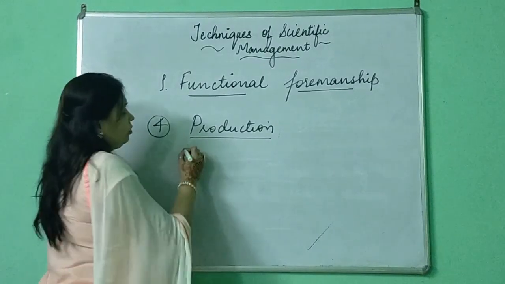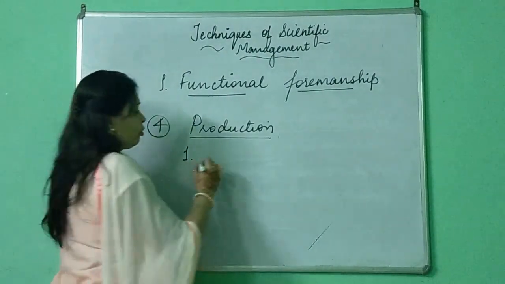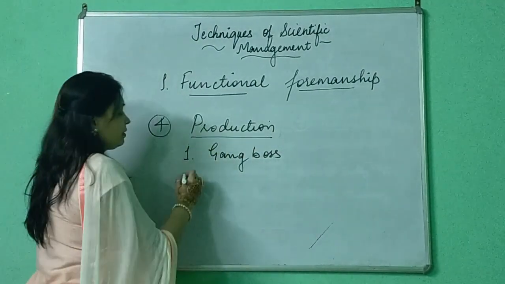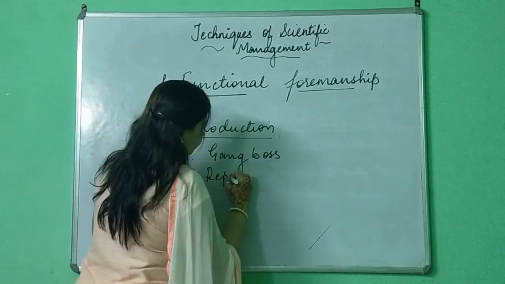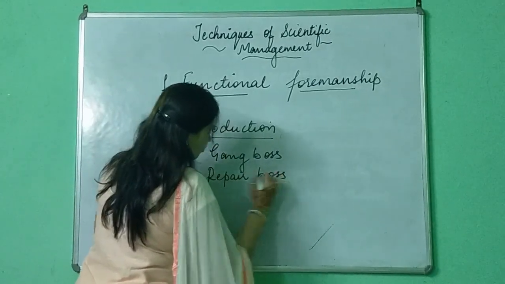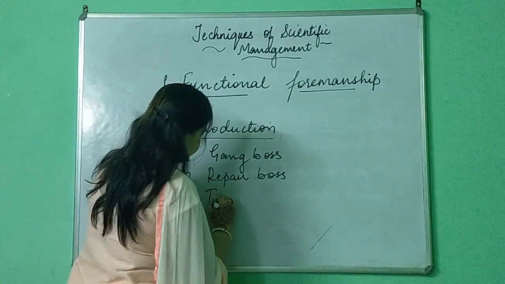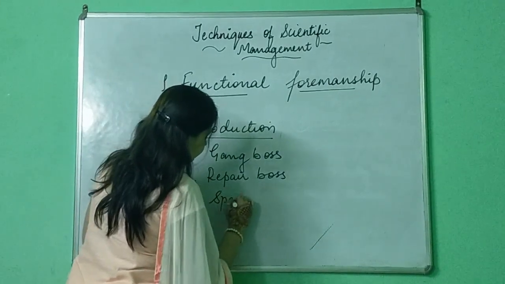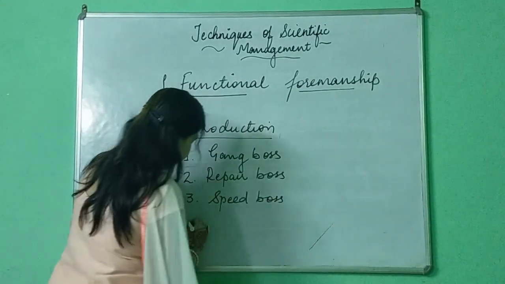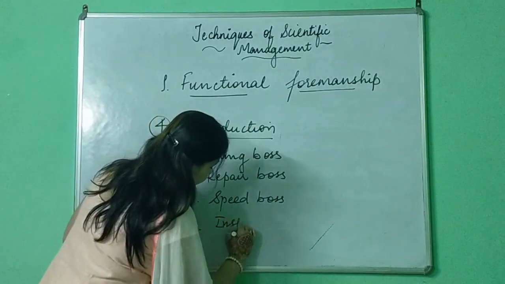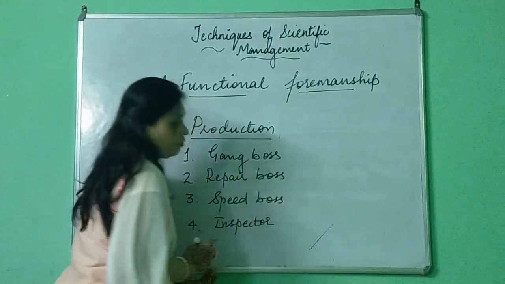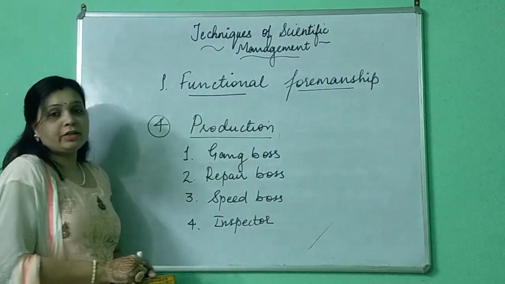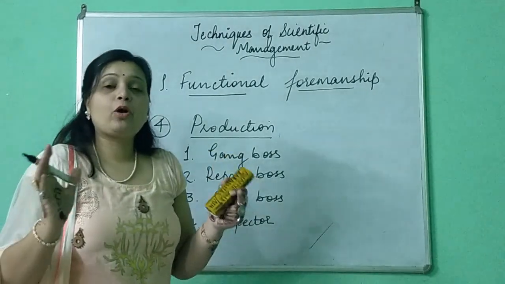Now what do they do? First boss is gang boss. Second is repair boss. Third is speed boss, you can say. And fourth is inspector. Now what do they do? Gang boss. Now here what is the meaning of the word gang? Gang means a group of workers.